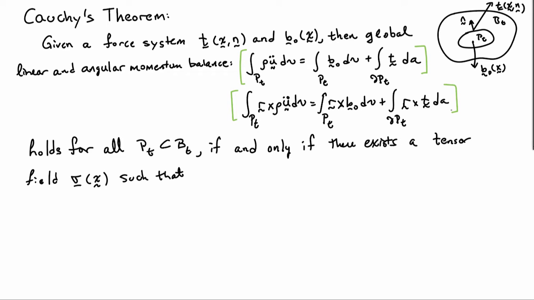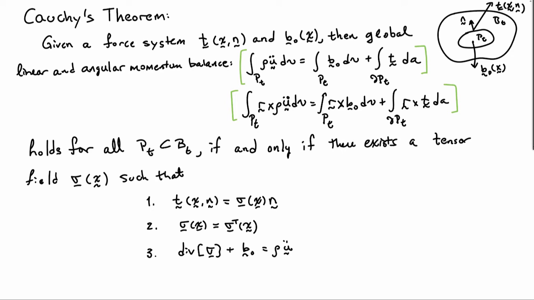And what Cauchy's theorem tells us is that this holds if and only if there exists a tensor field sigma such that, one, the traction field is equal to sigma acting on the normal vector, two, this tensor field sigma is symmetric, so it's equal to its transpose, and three, the divergence of this tensor field plus the body forces is equal to the mass density times the acceleration. So this is what Cauchy's theorem says. It establishes an equivalency between these global statements up here and these local statements, which are given in terms of a tensor field sigma.